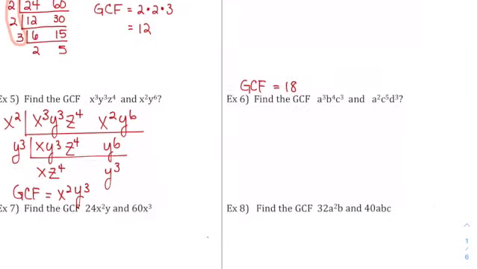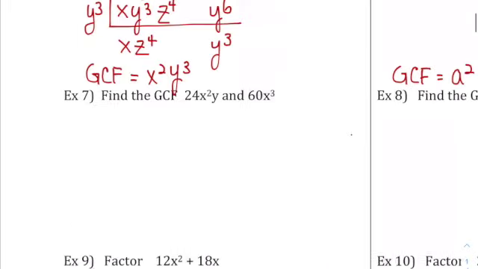Please try example number 6. Number 7 has a little different twist to it because it has a number in front, and it works the same way as the problem before, and we just combine the two together. You can do it in different steps so you don't miss any of the common factors. 24x to the second y, 60x to the third.